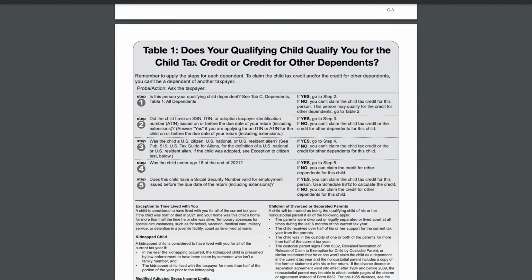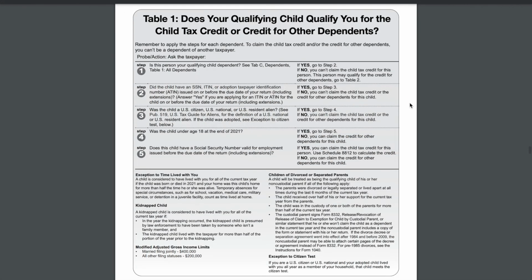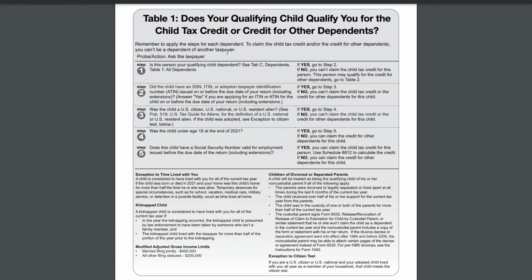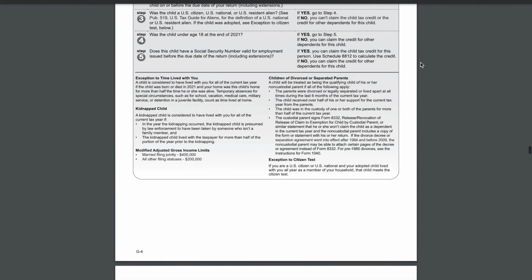And this here is helpful if you're not sure if a child or a dependent qualifies for the child tax credit or the credit for other dependents. If you're not sure, you can just go ahead and check it out in here, or you can go through this table as a precaution, to make sure that you're always doing it correctly.